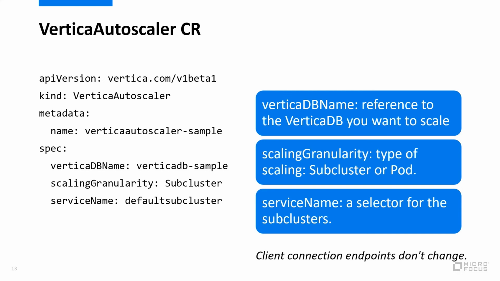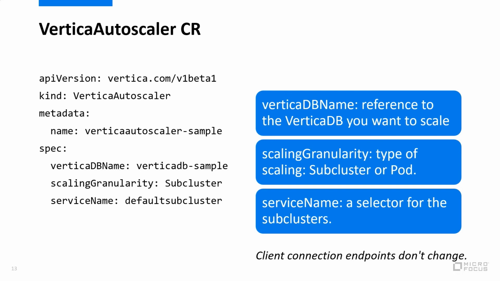Granularity determines what type of scaling you perform. We currently support scaling by subclusters or by pod. The service name acts like a selector for a subset of subclusters that this applies to. So it refers to the name of the service object that does load balancing between the subclusters.